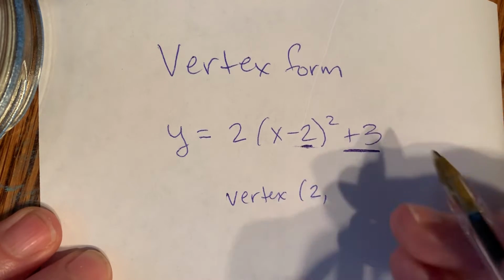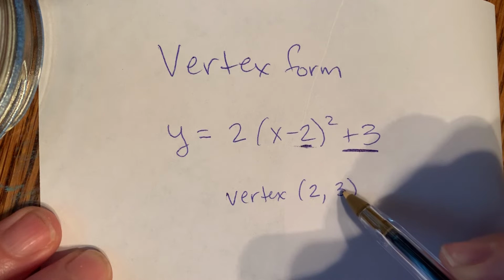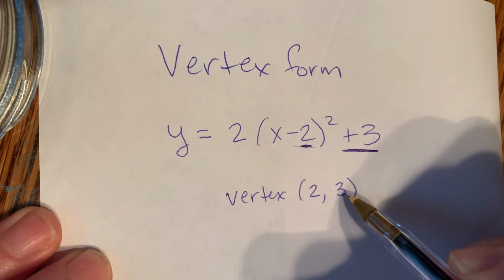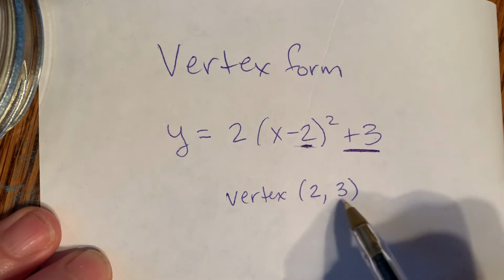But it is the whatever value is out here. So this is a positive 3, that will match it perfectly. If this were a negative 3, that would be a negative 3. So the only opposite is when it's paired with the x. So now I know that the vertex is at 2, 3.